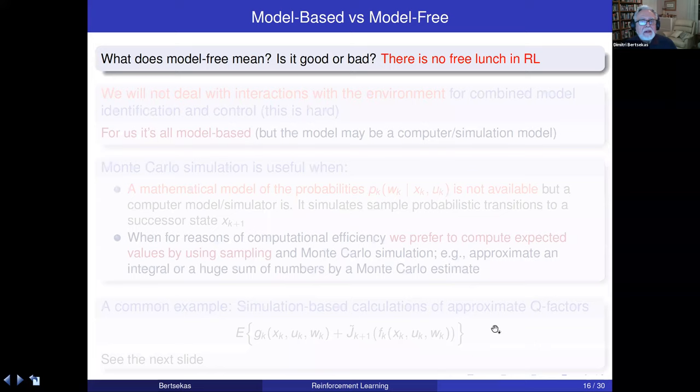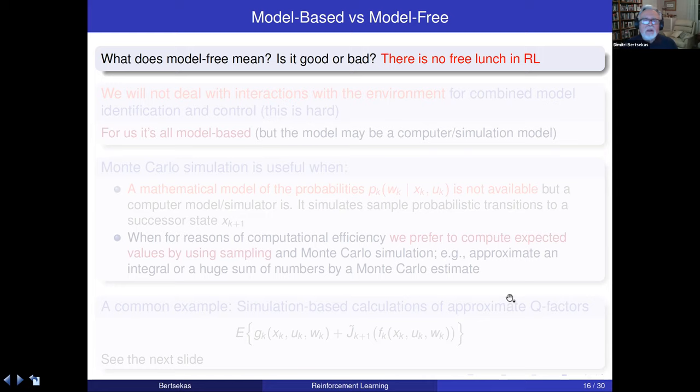Okay. Now, in this field, you'll hear the term model-free and model-based. Model-free methods. What does that mean? Is it good or is it bad? Nowadays, if you read the literature, people seem to be excited and very happy to use a model-free method, because model-free does not require that you have a mathematical model involving formulas. It's all the computer figures it all out. So it's good not to need a mathematical model for your problem.